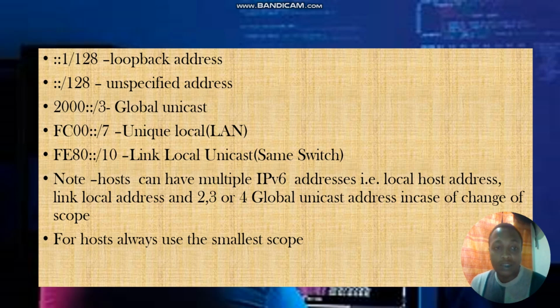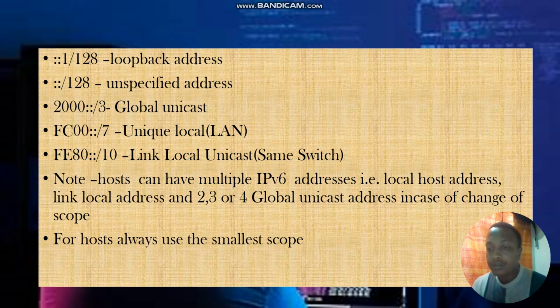We have what we call the unique local address. It ranges from FC00::/7, and this specifies a specific local area network. And remember, you could have different LANs in your network, but this represents a unique local area network.